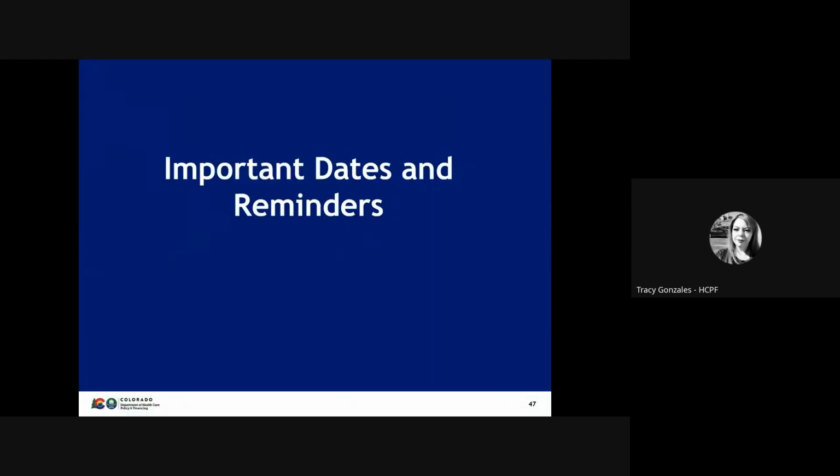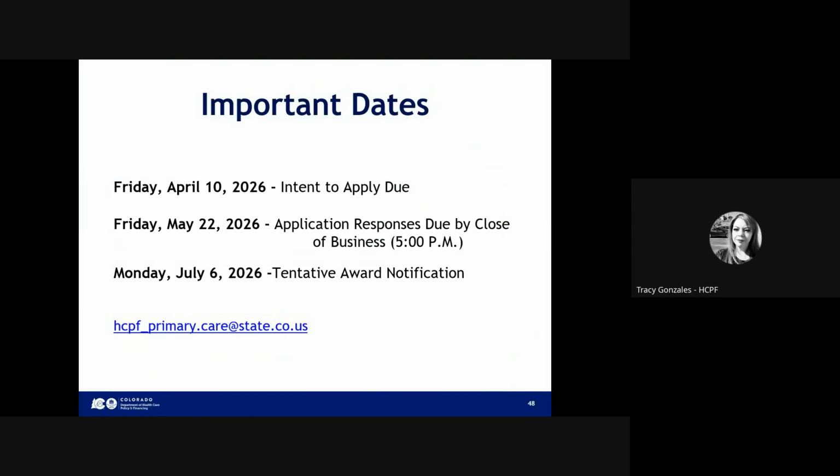I have a few reminder dates. The intent to apply is due April 10th. The application is due by 5 p.m. on May 22nd, and tentative award notifications will go out on July 6th.